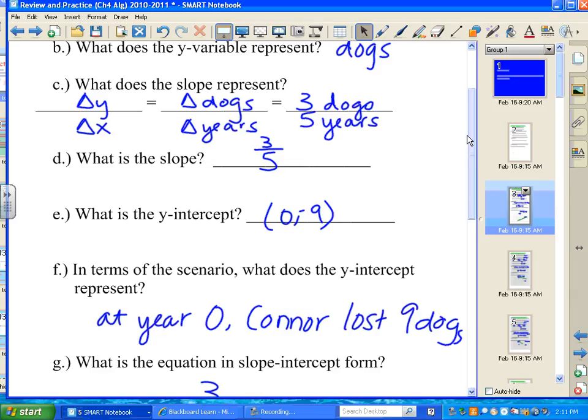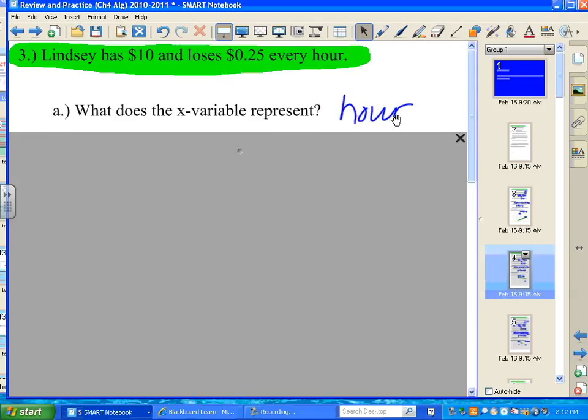Number 3. Lindsay has $10 and loses 25 cents every hour. Maybe she loses more, I don't really know. The X variable is hours. The Y variable is money. Slope is change Y over change X, change money over change hours. Minus $1.